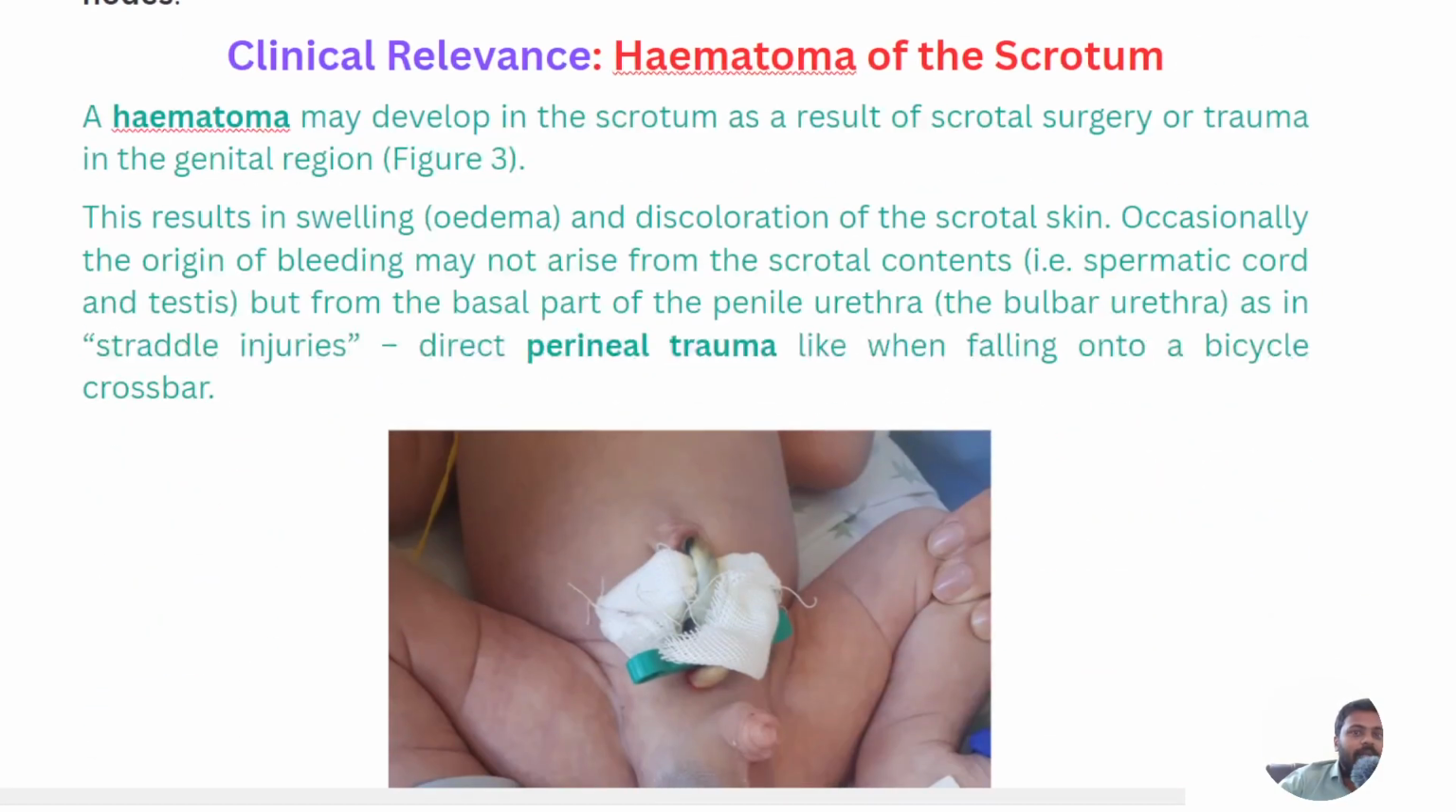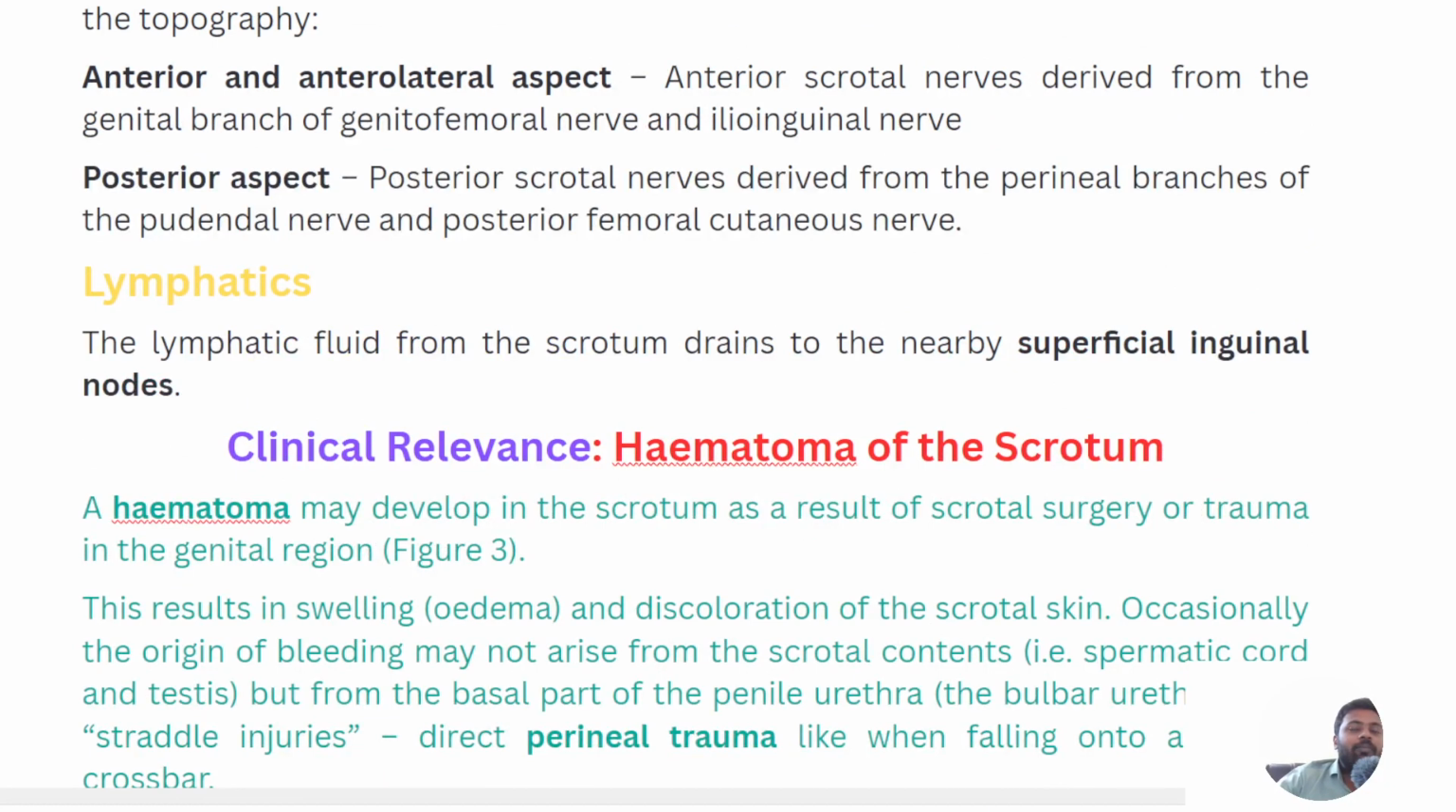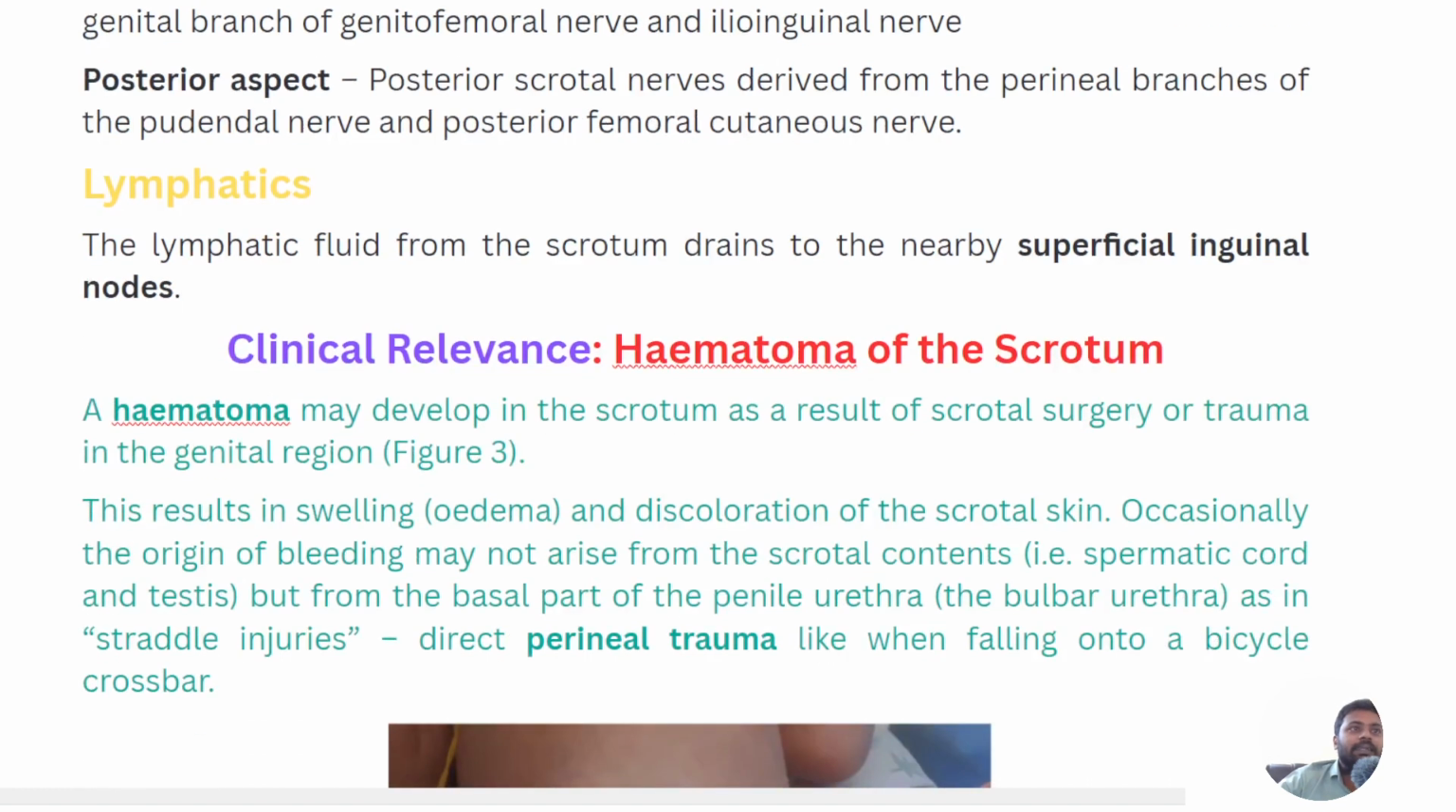And coming to the clinical anatomy, hematoma of the scrotum. Hematoma may develop in the scrotum as a result of scrotal surgery or trauma to the genital region. This results in swelling and discoloration of the scrotal skin. Occasionally, the origin of bleeding may not arise from the scrotal contents but from the basal part of the penile urethra, as in straddle injuries.